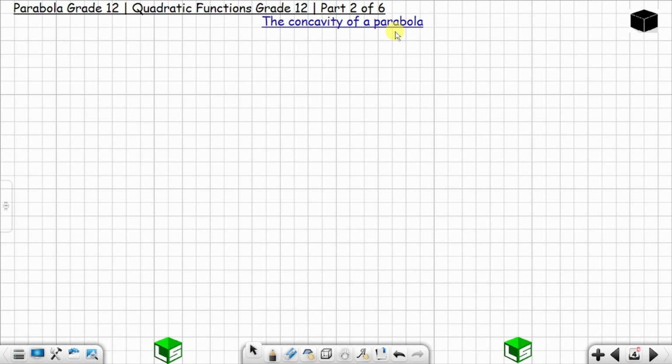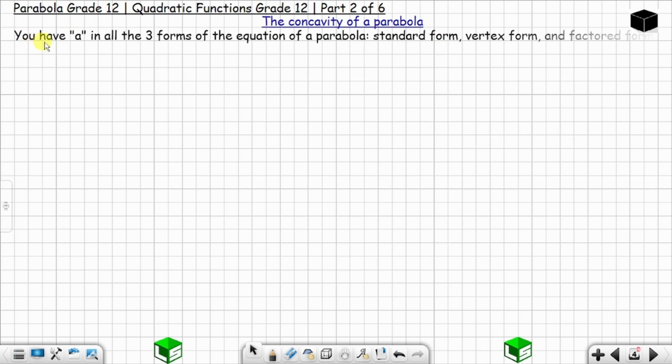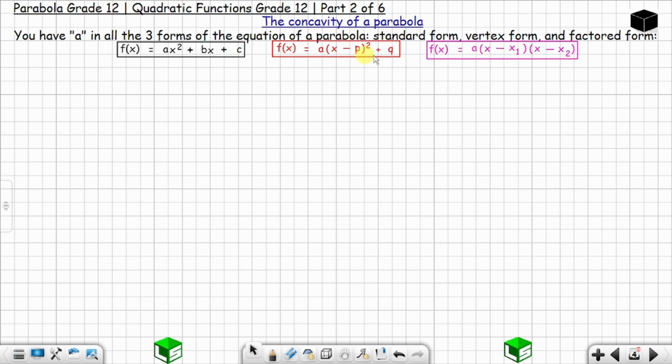The first thing that you have to notice in all of the equations is that you have a. So you have a in all the three forms of the equation of a parabola. The three forms are standard form, vertex form, and factored form. We saw that in the previous slide. You can see you have a in all the three forms. There is a, and there is a, and there is a. So the value of a is going to tell you if the parabola is concave down or concave up. We are going to see that.